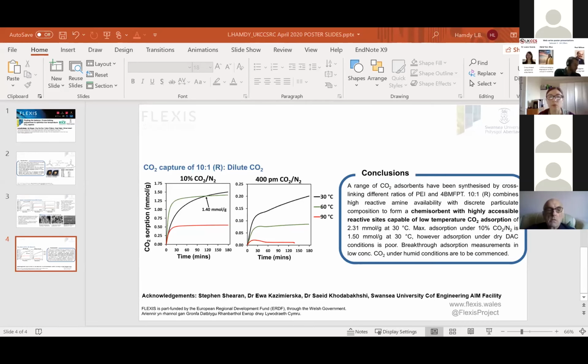But we activate them, as in we heat them up and remove the adsorbed species, water or CO2, before the adsorption experiments at 120 degrees. Yeah, but they're thermally stable at post-combustion CO2 capture conditions.